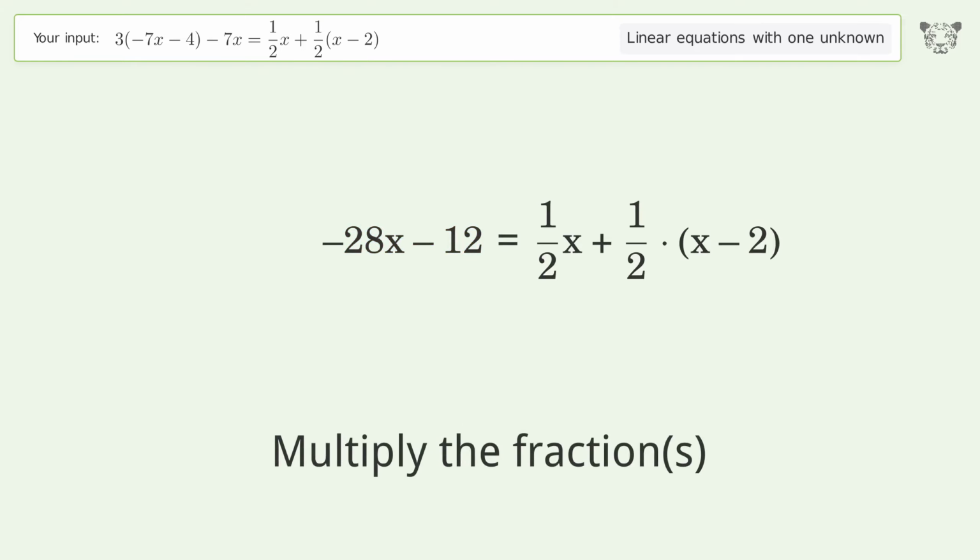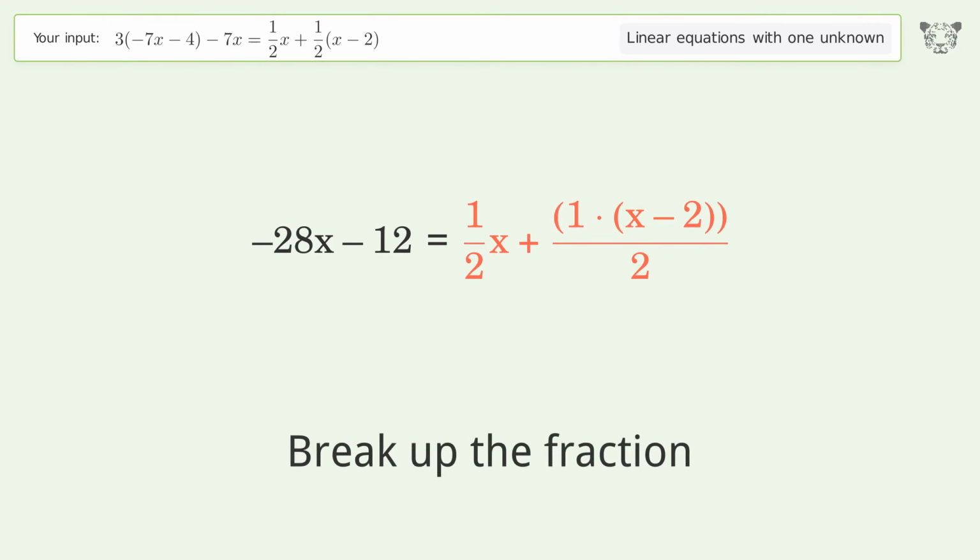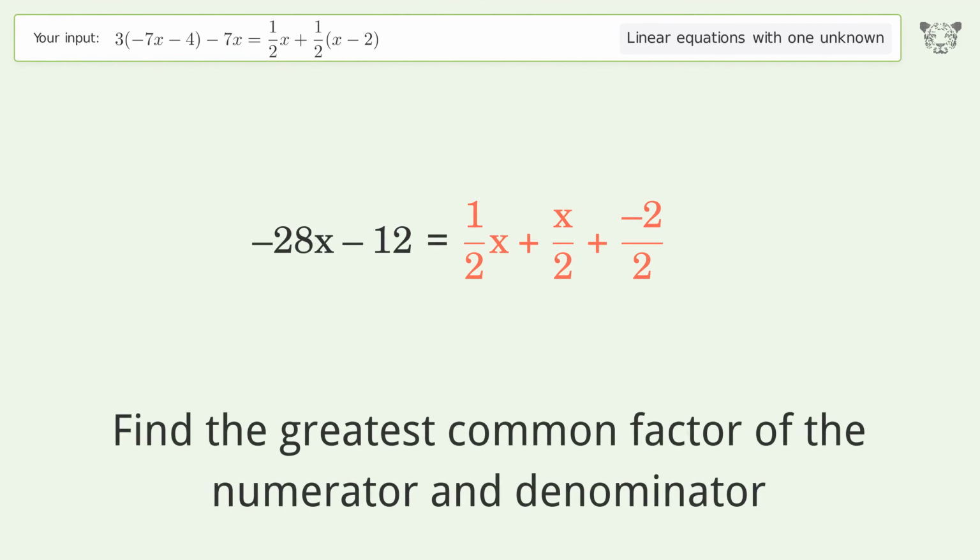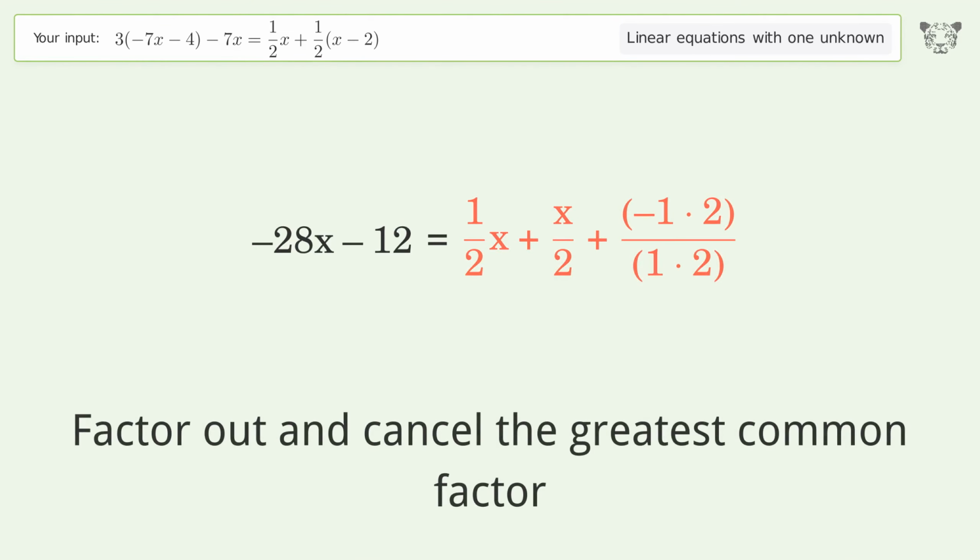Multiply the fractions. Break up the fraction. Find the greatest common factor of the numerator and denominator. Factor out and cancel the greatest common factor.